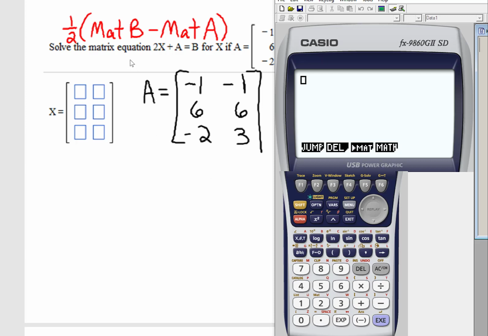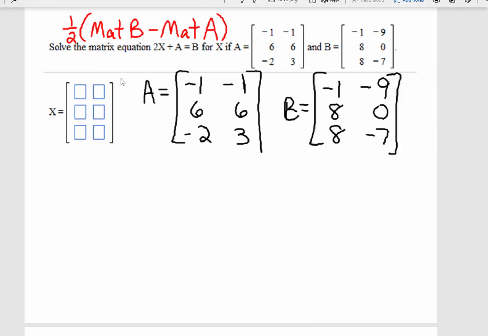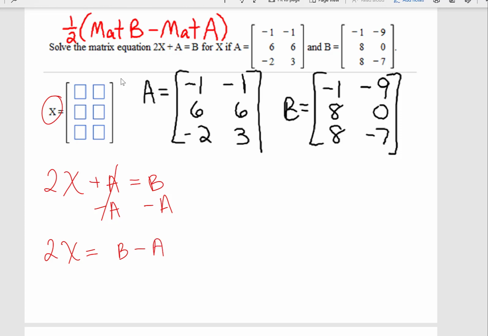They want us to solve for 2x plus a equals b. Notice up here we have 1/2 times matrix b times matrix a. So let's talk about how we get there before we enter that into our calculator. So if they want me to solve for 2x plus a equals b, and I'm given a and b, right? So I'm trying to isolate x. So how would I do that normally? I would start undoing anything on that side that's keeping x from being isolated. So now I have 2 times x equals b minus a.